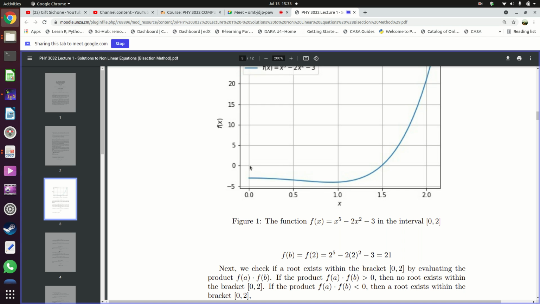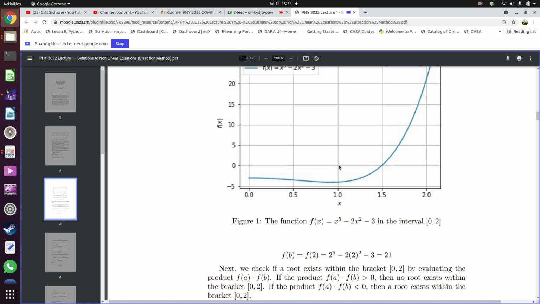So we have 0 this side, and we have 2 this side. Then we've got a midpoint, 1, which is here. Our function at a, which is 0, is minus 3. At the midpoint, it's minus 4. Then at b, it's 21. So you can clearly see that between the midpoint and a, the function is negative. Between here and there, the function has not crossed the x-axis. Do you see that?